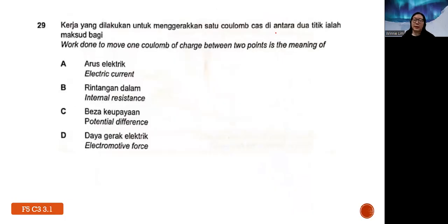Now we are under the electricity topic. Work done to move 1 coulomb charge between 2 points is the meaning of what? It is the meaning of potential difference. So that's why the answer is C. Now, if it is electromotive force, then the idea will be different. It will be for a complete circuit: work done to move 1 coulomb of charge around a complete circuit.